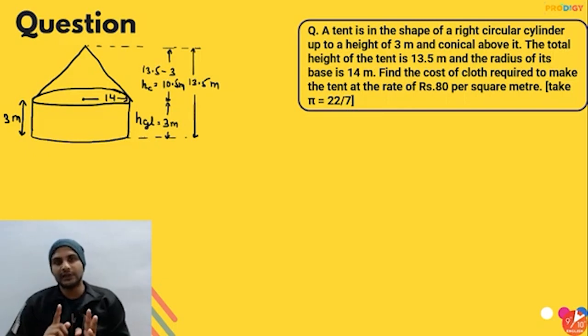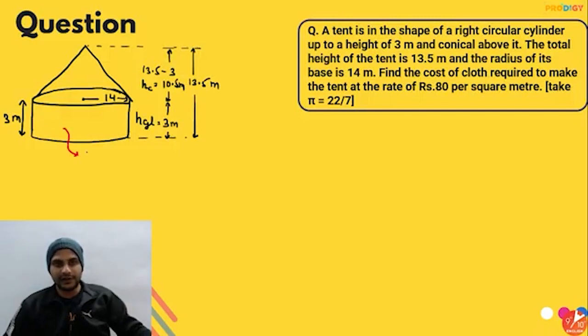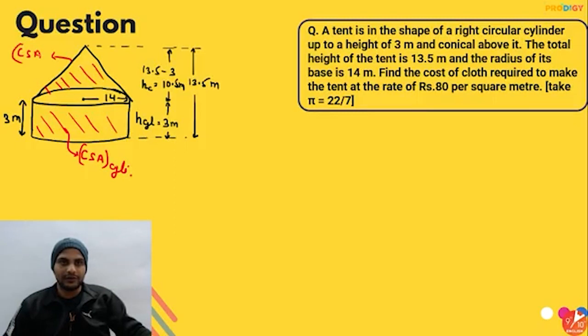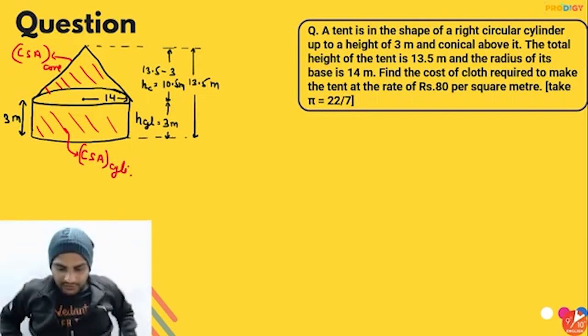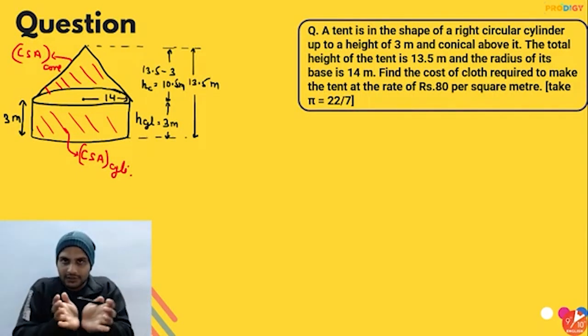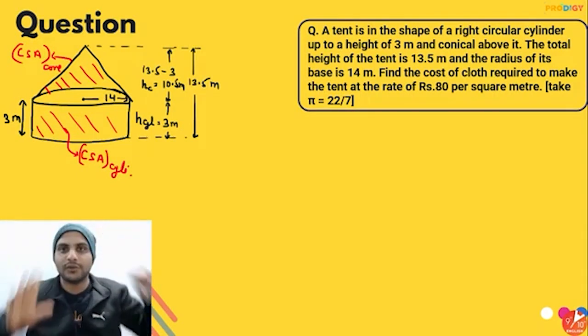Find the cost of cloth required to make the tent at the rate of rupees 80 per square meter. We need to find out how much cost of cloth will be required to make this tent. So look, if we have to make this tent, I can say first thing, the curved surface of the cylinder will be made with this cloth, and above that the curved surface of this cone will be made with this cloth, right? Here we'll not put anything, and at our bottom we have ground, so the cloth required to make this tent will be the CSA of the cylinder plus the CSA of the cone, right?